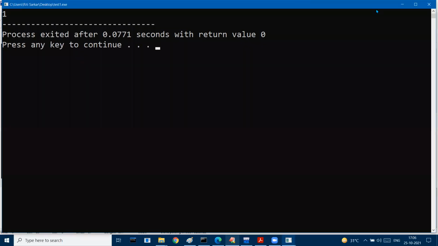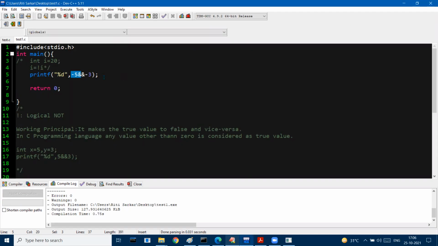See this? Now suppose somehow you make one of them 0. To you it is 0, but to the logical AND it is a false value. So what will happen? Now false and true. Ultimately the total result is false, and now the result will come as 0.